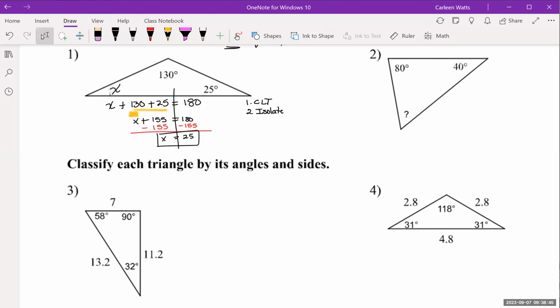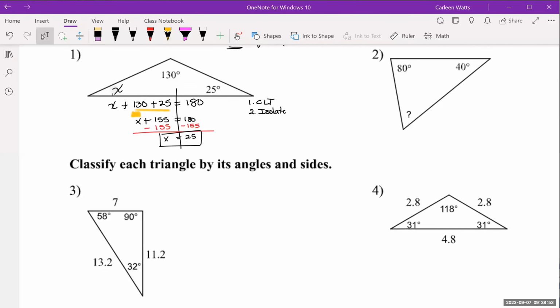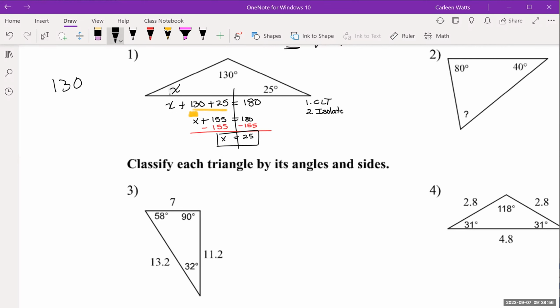Number 2. Okay, you have a good point. We're practicing our equations with an easy one. I know you're thinking, wait, Mrs. Watts, can I just go 130 plus 25 is 155, and then 180 minus 155 is 25? There's my answer. Yes, that's valid. It looked like a lot of extra steps. So you can either use the equation method, but you're showing your work. Don't just put 25 because you're not going to get full credit for that.